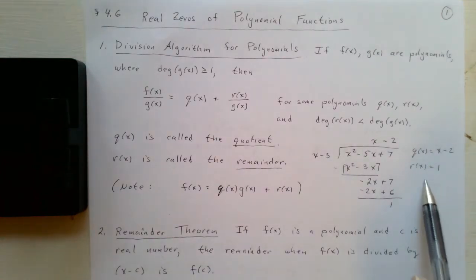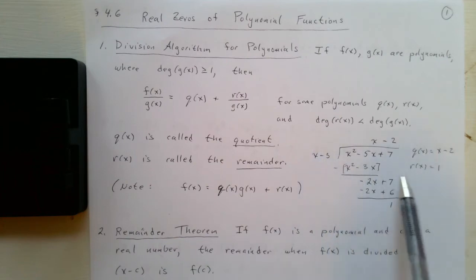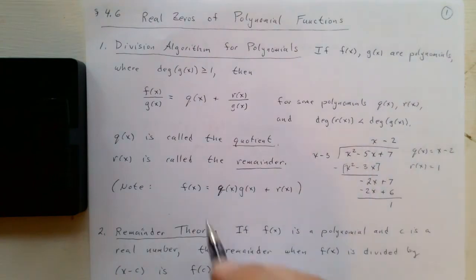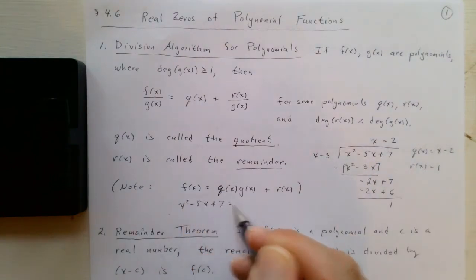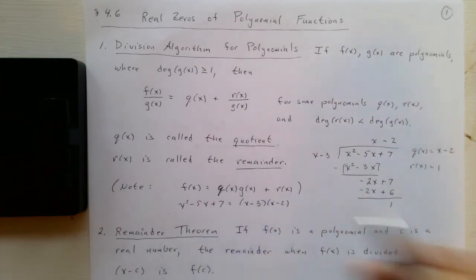Now notice that in this case the remainder has to be a constant because the degree of the polynomial we're dividing by is 1. So r has to be degree 0, because that's the only possible degree that's less than 1. And then you can check that x squared minus 5x plus 7 is equal to x minus 3 times x minus 2 plus 1.